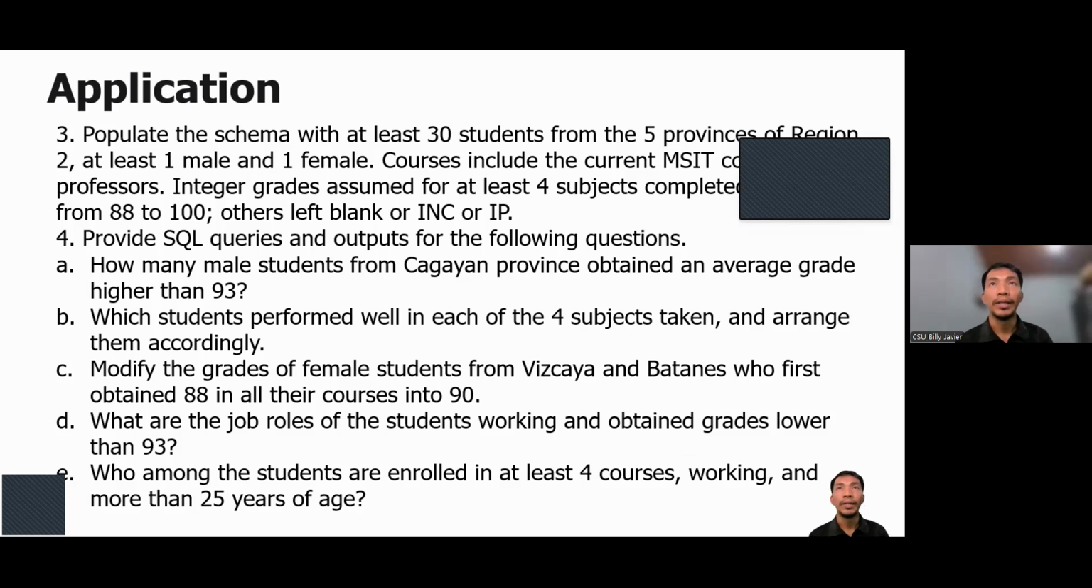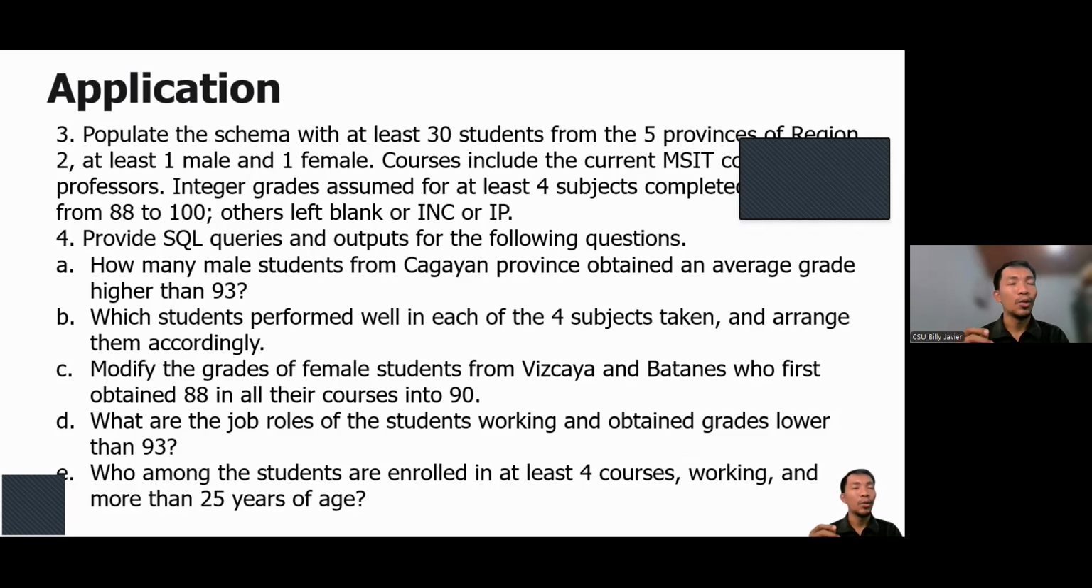So at least populate the schema with at least 30 students from the 5 provinces of Region 2. At least 1 male and female. And courses include the current MSIT courses and professors. Now, integer grades assumed for at least 4 subjects completed ranges from 88 to 100. Others left blank or INC or IP. Okay, so just to give you a clarity to item number 3.